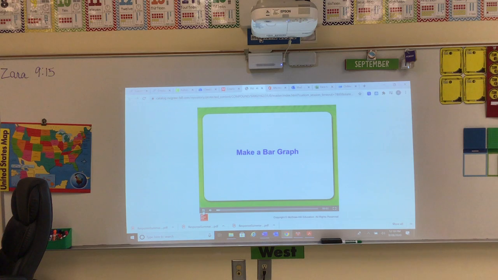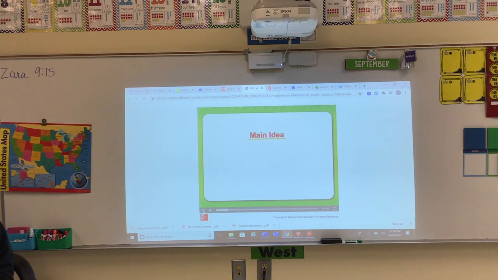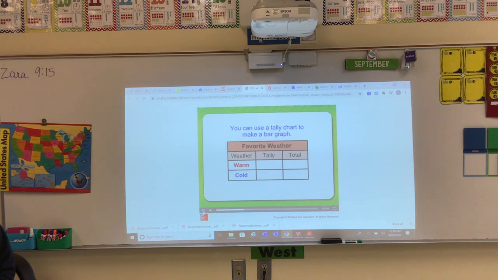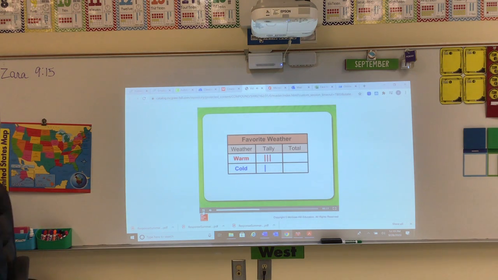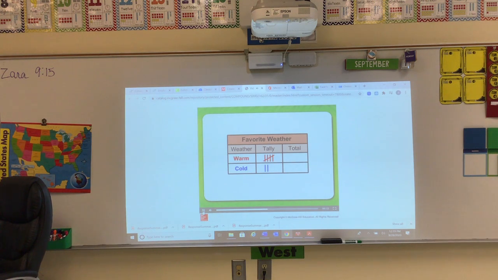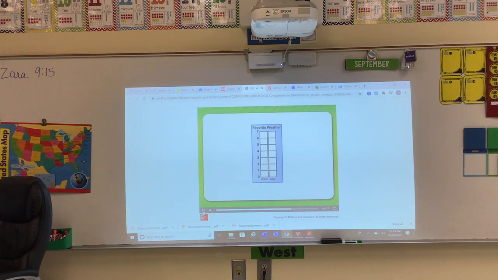Here we go. Listen up. Making a bar graph. Main idea: I will make a bar graph. You can use a tally chart to make a bar graph. Joey asked his friends what kind of weather they liked best. Count the tally marks and fill in the totals. Make a bar graph based on the information. To make the bar graph, color one square for each tally. Okay, so it's very simple, okay?